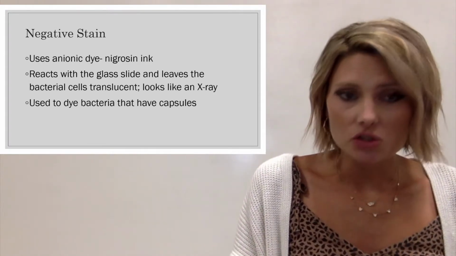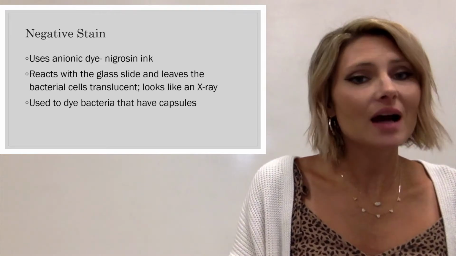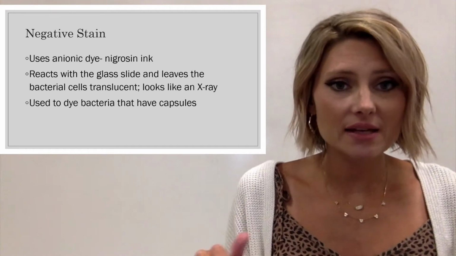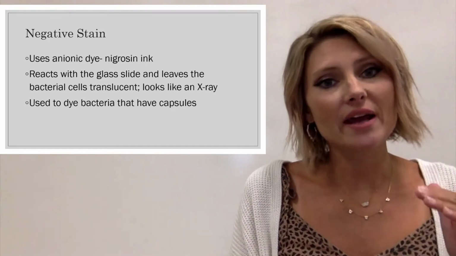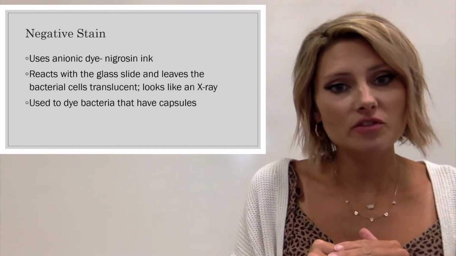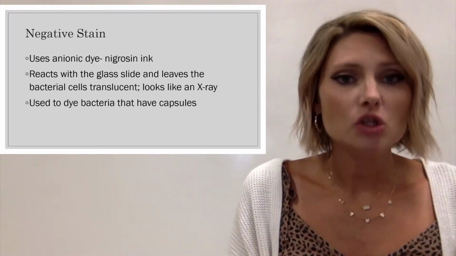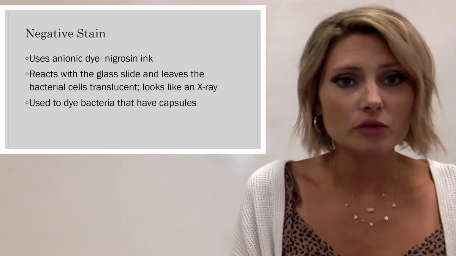This stain is using an anionic dye. So we're not dyeing the bacteria themselves, we are dyeing the glass slide. Glass has a positive charge, so our anionic dye reacts with the positive charge of the glass and stains the glass, while the bacteria stay translucent. So it kind of looks like an X-ray under the microscope.